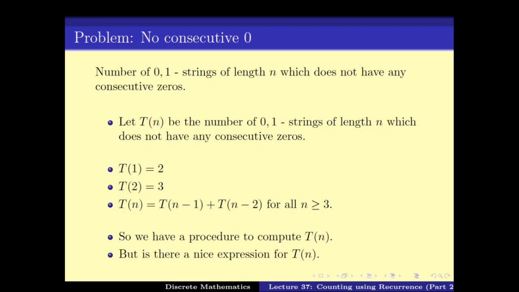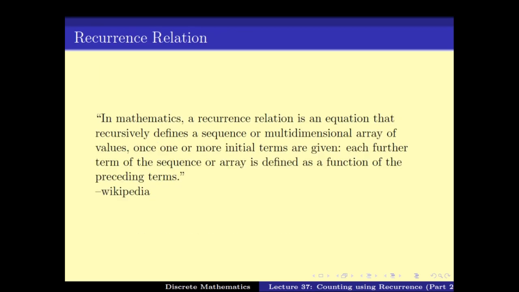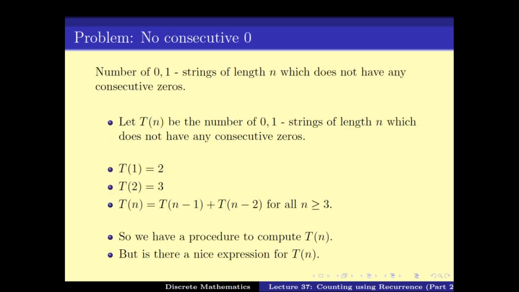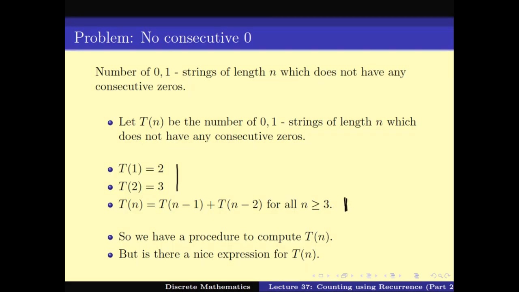Of course, we left open the question of whether we can find a nice expression for Tn, and we will come back to this particular question later on in the next videos. But the main idea was that we basically converted the problem of counting into a recurrence relation. Or in other words, we converted it into a sequence of numbers so that we have a set of initial conditions and any further term is defined as a function of the preceding terms, right? So here are the initial equations and here is the recurrence relation, where Tn is written as a function of Tn minus 1 and Tn minus 2.